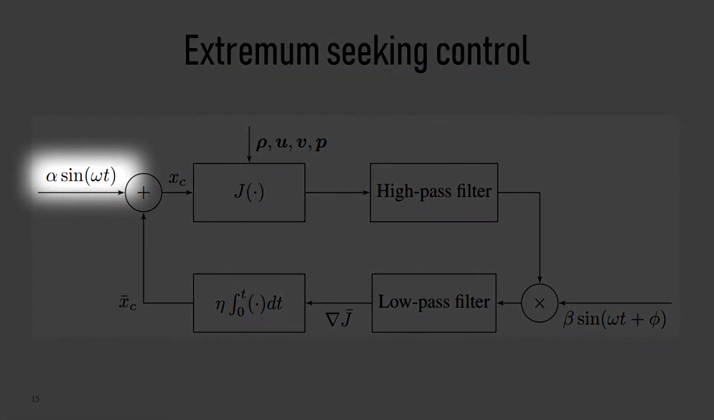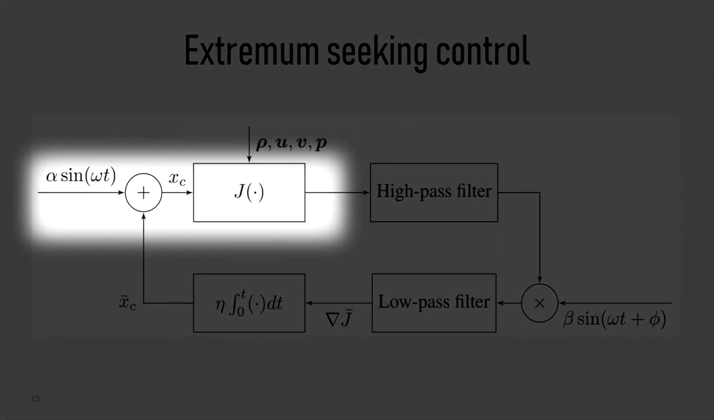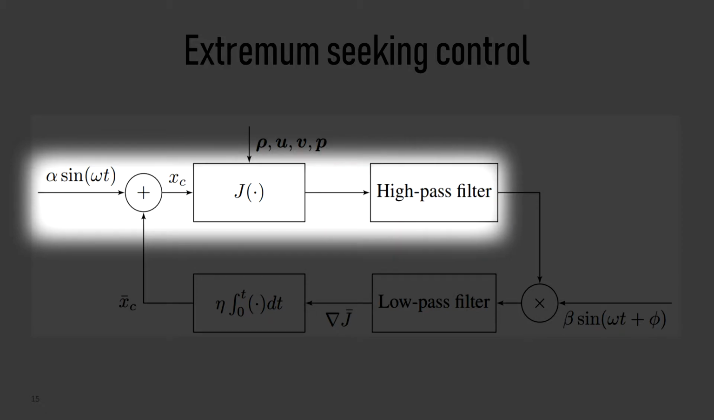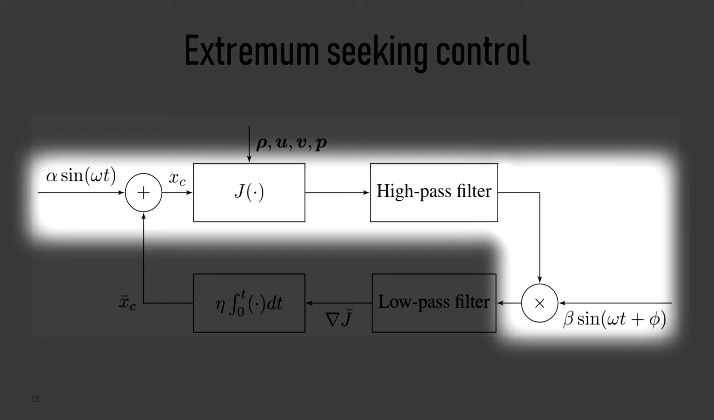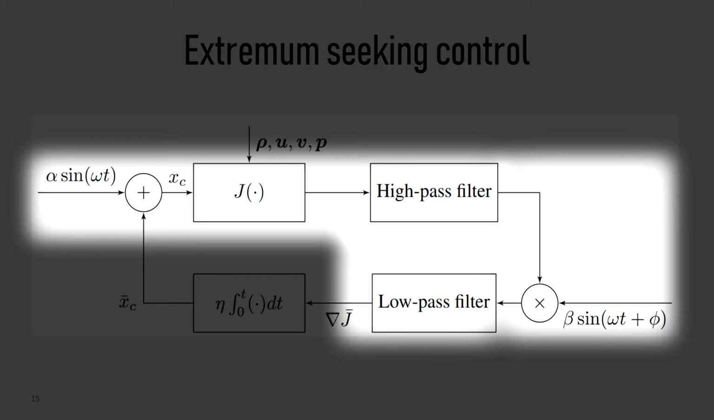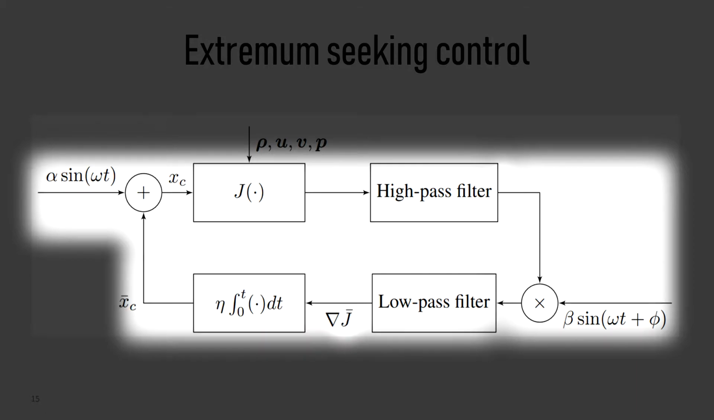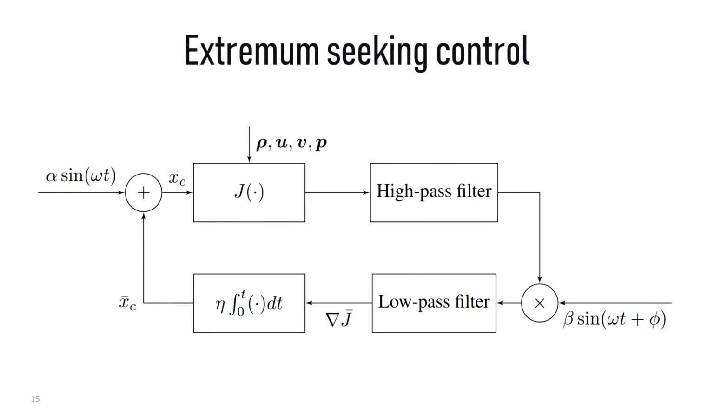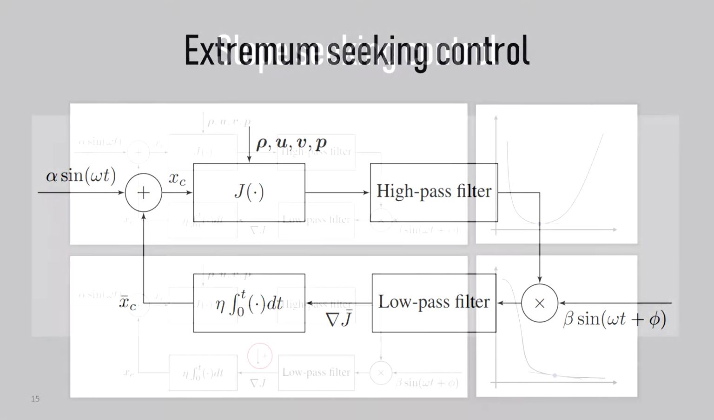We apply the disturbance, evaluate the cost function, high-pass filter the cost, multiply it by a synthetic wave, reduce ripple with a low-pass filter, and integrate the result to obtain a new value for the input to be summed to the perturbation in the next iteration, and then the loop is closed.